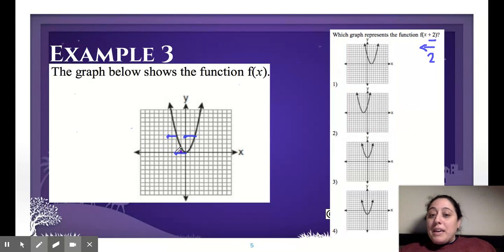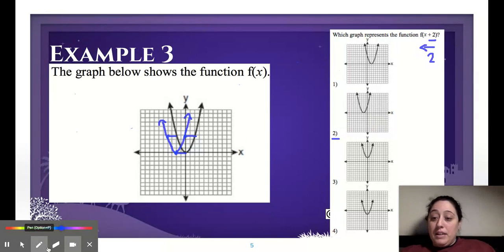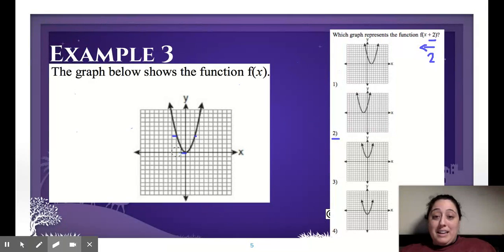So if I was making a new quadratic based off of this transformation, right, that they are telling me to move 2 to the left, I would get a new function like this. And if you look, this option 2 is the function that looks like it's been moved 2 to the left. All right. A lot of these are just practice and you can graph them, which is always really nice.